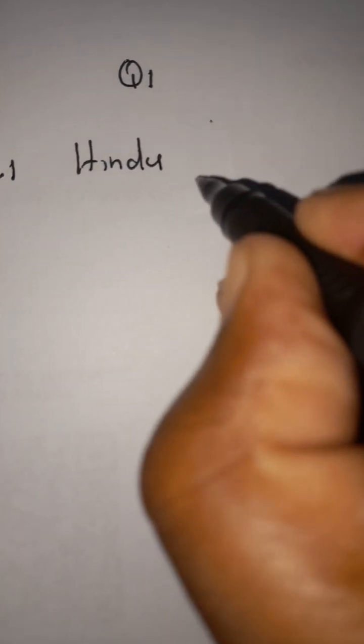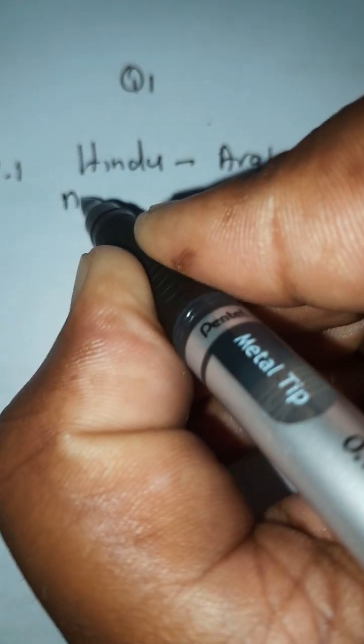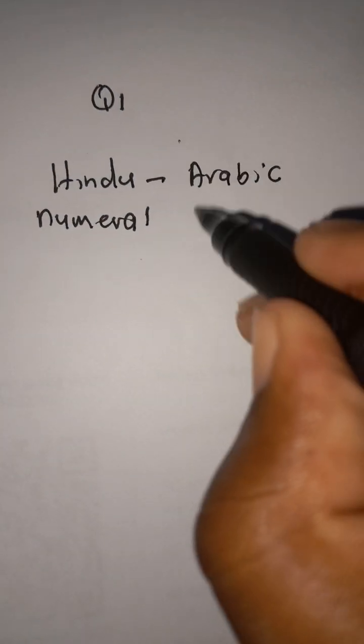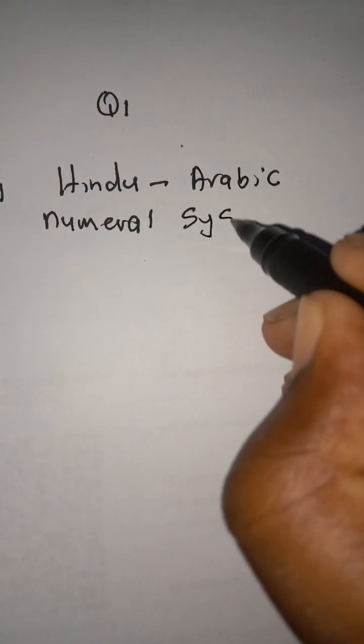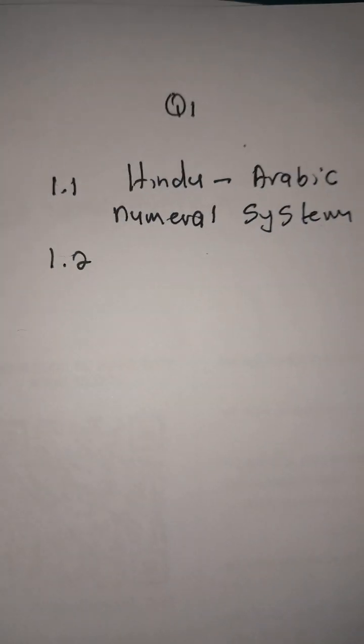Yes, at 1.1, we said it's what? It's going to be the Hindu-Arabic numeral system. Okay. It's the Hindu-Arabic numeral system. Then let's go to 1.2.